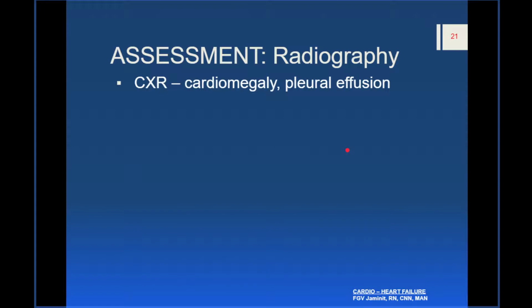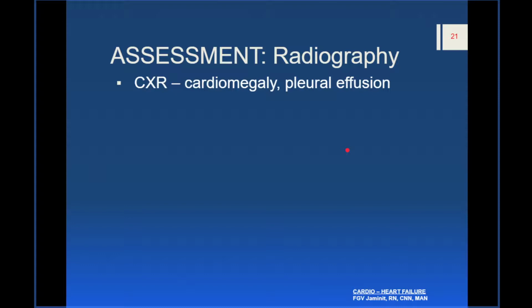We may also do a chest x-ray to assess presence of cardiomegaly, that is an increase in the size of the heart. You were able to have your x-rays before, no? At one point in time, you have done an x-ray and you were able to see the silhouette of the heart. So in some patients, we can determine cardiomegaly by just doing an x-ray. But more than that, we can also assess presence of pleural effusion with your patient.